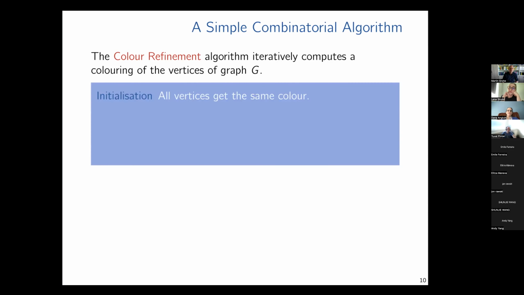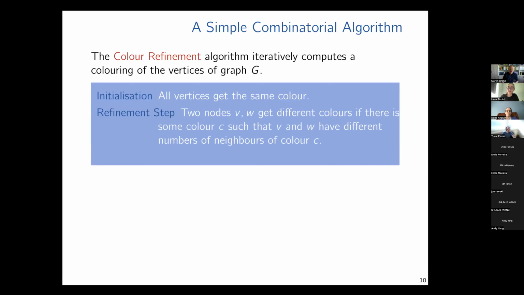The way we do this is very simple. Initially, all vertices get the same color. Then we repeatedly do refinement steps in which two nodes get different colors if, for some color in the current coloring, the two nodes V and W have a different number of neighbors of that color. Okay? Basically, we're interested in the partition into color classes we get.